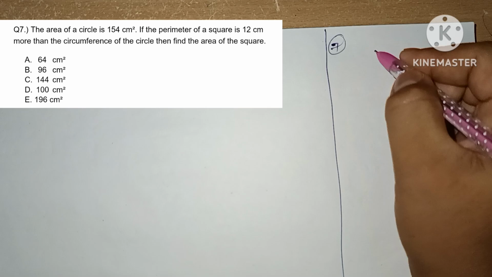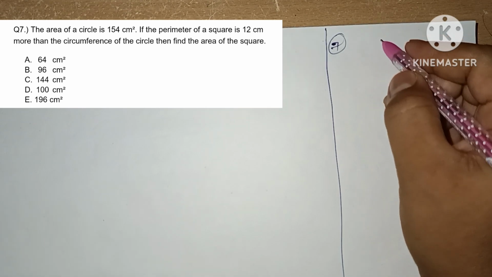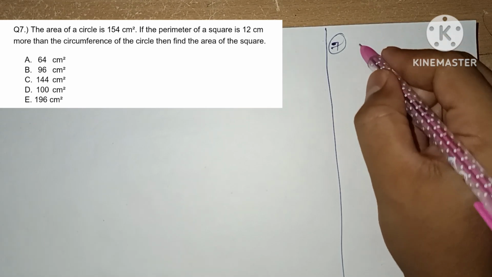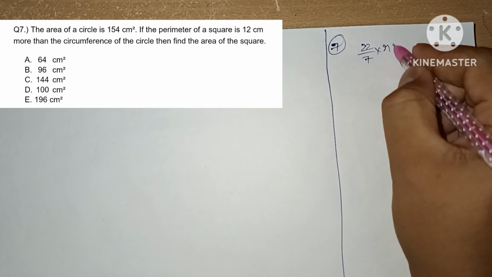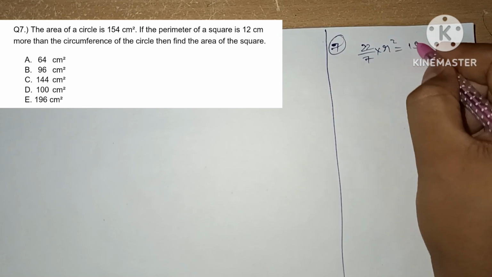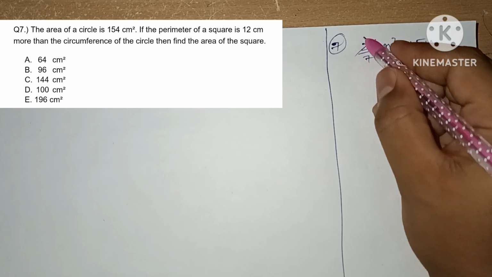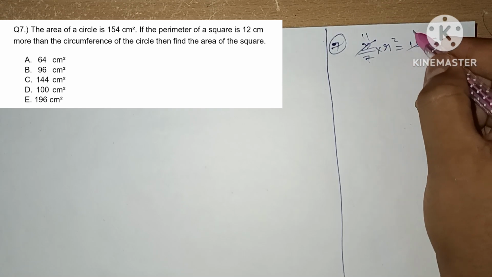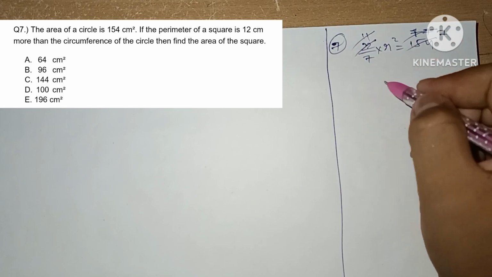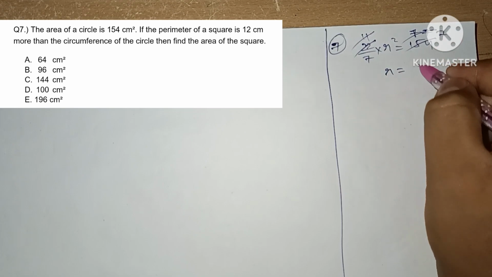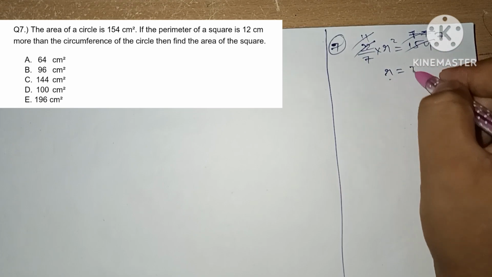Now we are going to see question number 7. The area of the circle is 154 centimeter square. So area of the circle means 22 by 7 into r square, which is 154. 2 elevens are 22, 7 times 11 is 77, 7 times. So r square value is 7 into 7, which means the r value is 7.